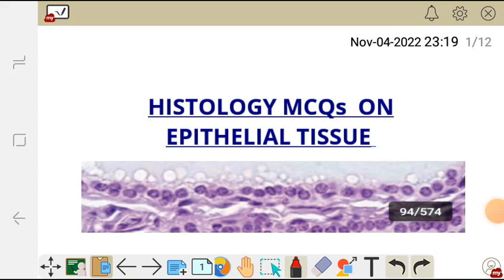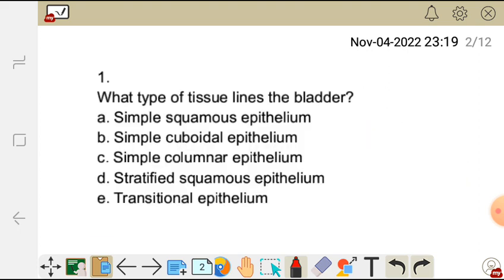Hello there. Let's go through histology MCQs on the topic epithelium tissue. MCQs simply means multiple choice questions. These questions are very important as you can find them in your exams and even in your tests. So let's go through these questions.